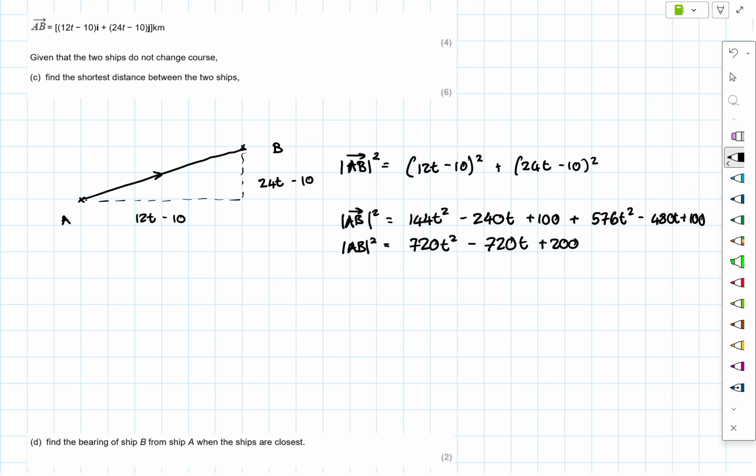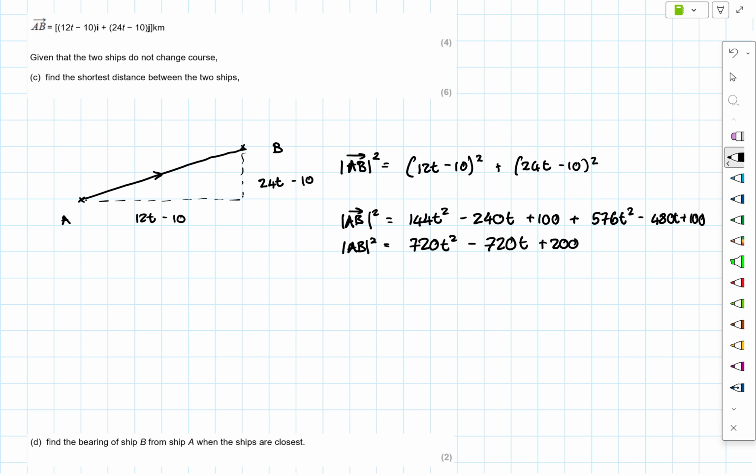Now, a couple of things to note here. This is an expression for the distance squared, which means that it can't be negative. And we also know that the distance can't be negative anyway, right? That doesn't make any sense. So what that means is that it does have a minimum value. If it can't be negative, then the minimum value is at least 0.